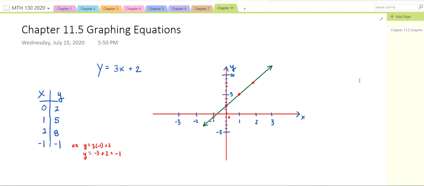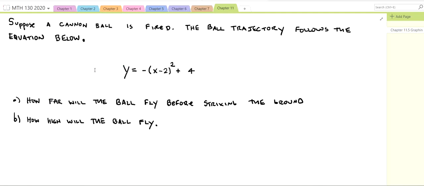Okay, so what we're going to do now is we're going to graph more complicated equations. So I could set up a little more complicated equation. Maybe it's associated with how a cannonball flies after fired from a cannon. So suppose I fire a cannonball, and I know that the trajectory follows this equation. y equals minus the quantity x minus 2 squared plus 4. It's kind of complicated, but we'll see. We'll handle it the same way, and I don't think it's going to be too bad. Same way we did the line above.